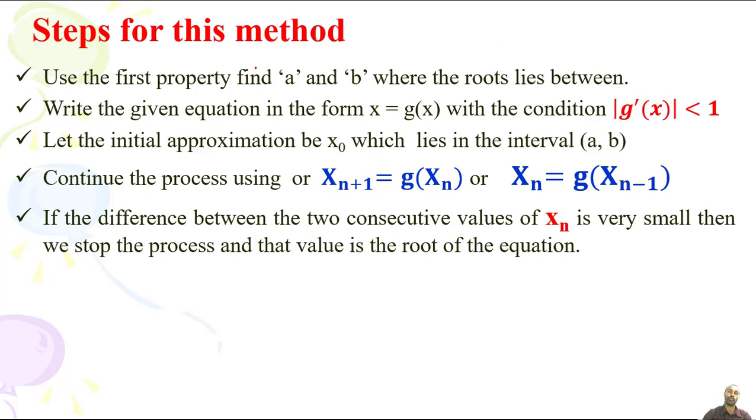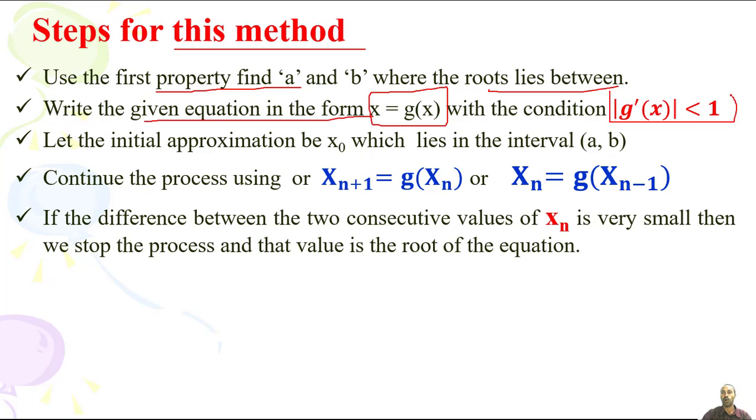And what are the main steps for fixed point iteration? Find a and b where the root lies. You simply calculate f of a and f of b. If there is a sign change, then write the given equation in the form x is equal to g of x, bringing the other expression to the right side. You test the derivative of g, and if it is less than 1 within the interval, then it will converge.